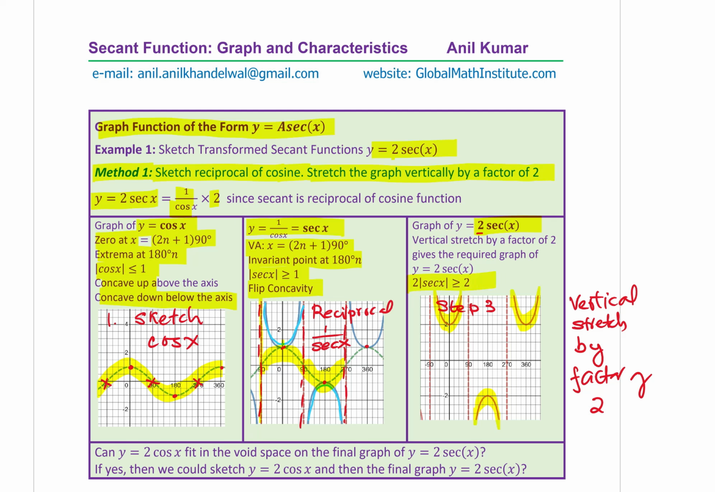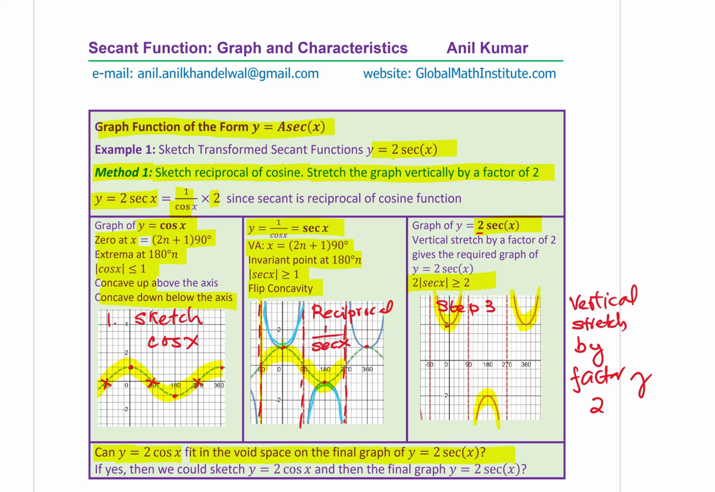So the range of the secant function now is greater than or equal to 2 or less than or equal to minus 2. Okay? So that is how we could sketch it. So that becomes a way of sketching. Now here we'll observe one very critical thing. In this whole gap, which we see right there, the question to think about is, can y equals 2 cos x fit in the void space on the final graph? That is what is important to understand.